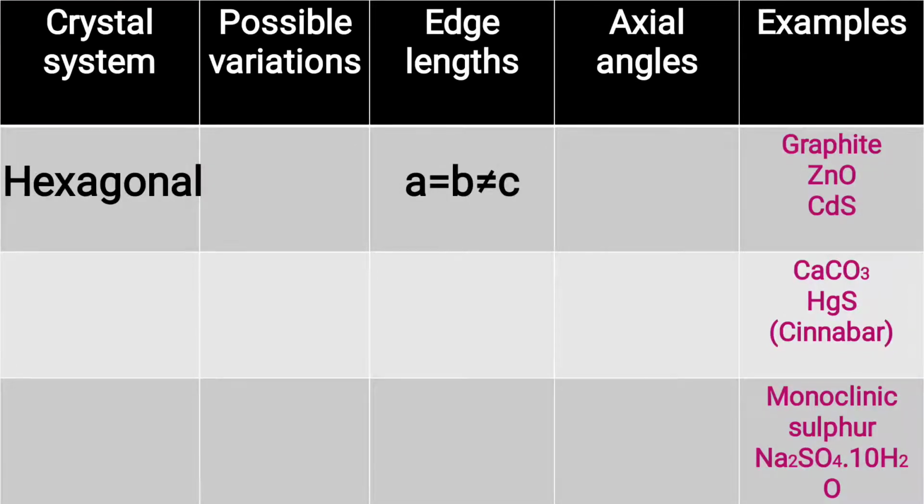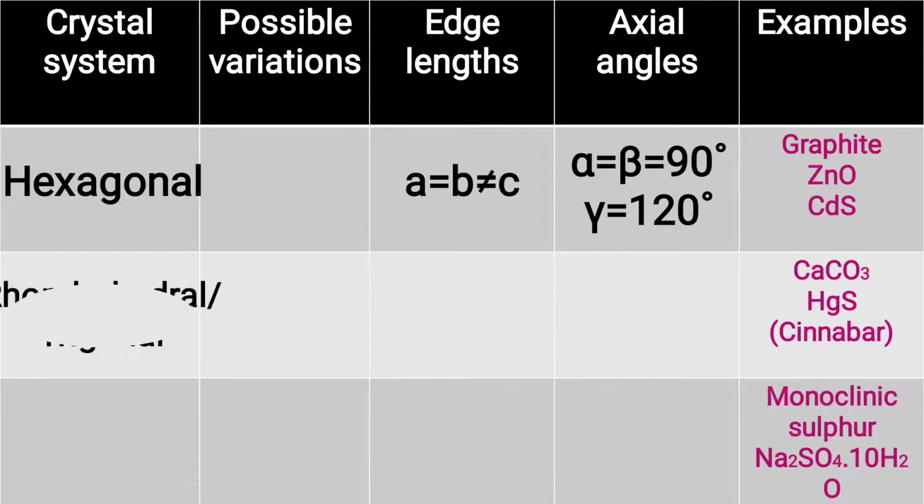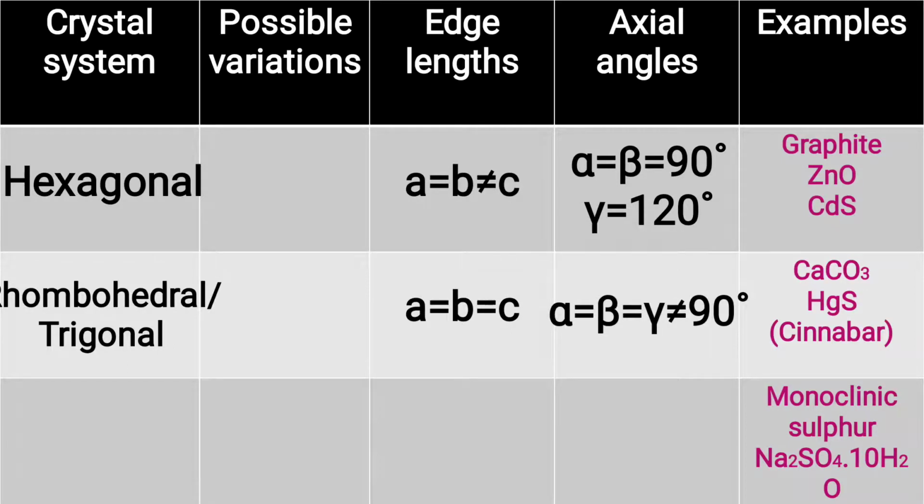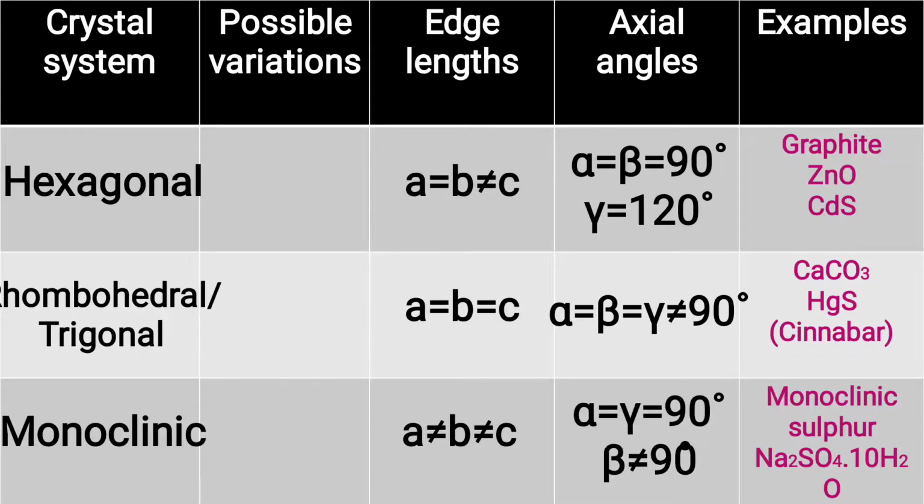Edge lengths a and b are equal but not equal to c, and angles alpha and beta are equal to 90 degrees. Gamma is equal to 120 degrees. Talking about a trigonal or a rhombohedral system, a, b, c are equal, alpha, beta, gamma are equal but not equal to 90 degrees. And then we have a monoclinic system where all the 3 sides a, b, c are not equal, alpha and gamma are equal to 90 degrees and beta is not equal to 90 degrees.